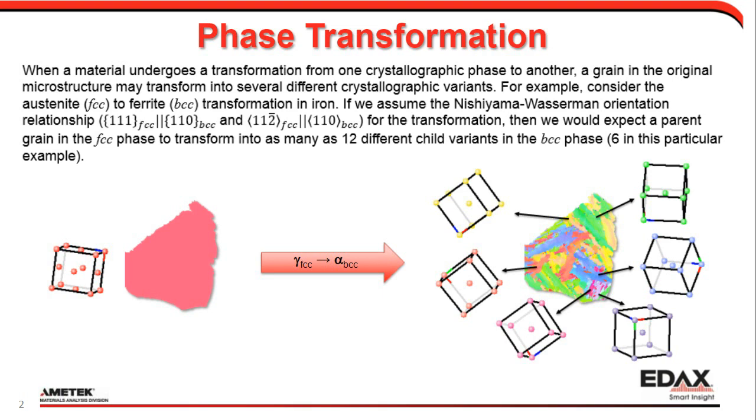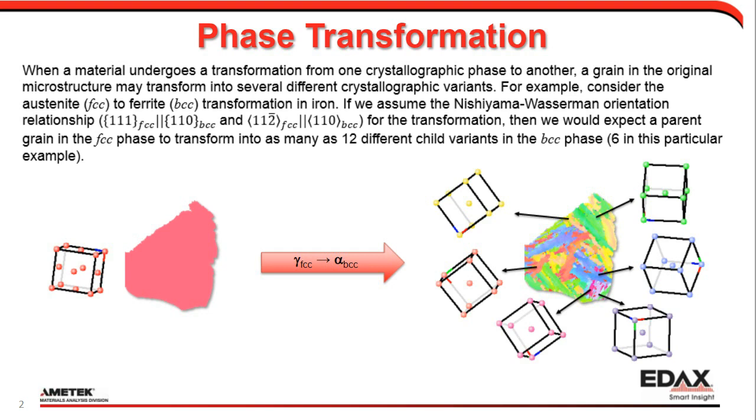And so a grain could transform into several different variants. In this example, I'm showing 6. And so you can see that a grain of one single orientation would be transformed into groups of variants in 6 different crystallographic orientations.